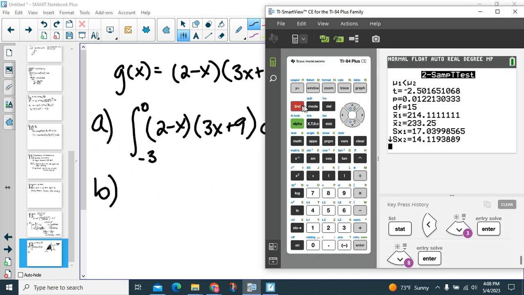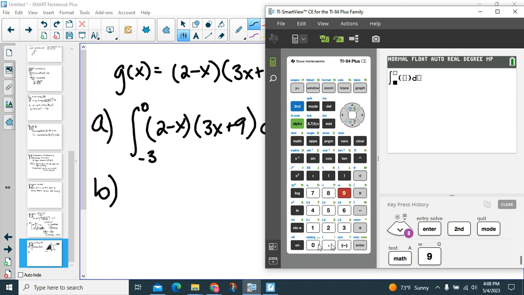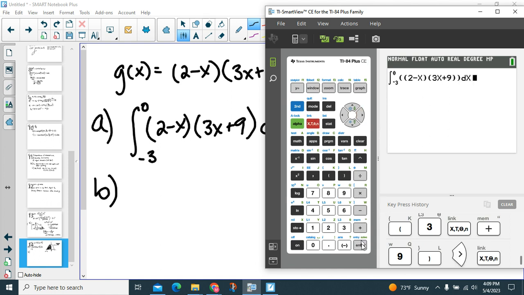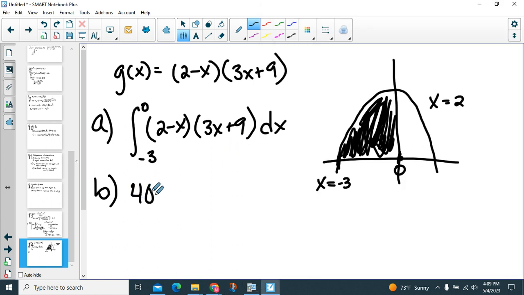Then part B just says find the area of the shaded region. So we literally just plug this into our calculator. We can hit math 9 for the integral from -3 to 0 of 2 minus x times 3x plus 9, and of course, that's dx. And that is 40.5. All right, and that's just units squared. They don't really give us units here, so we'll just say general units.